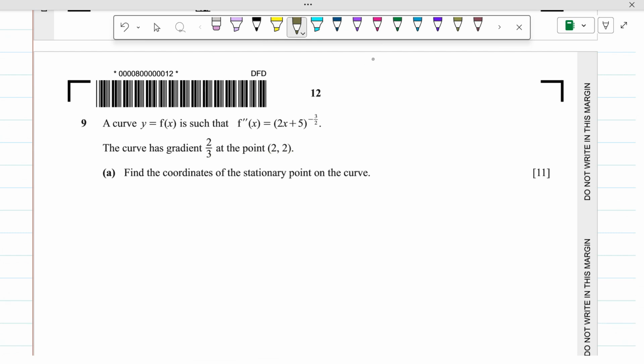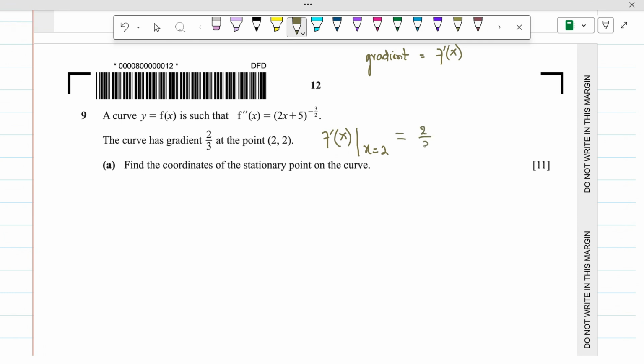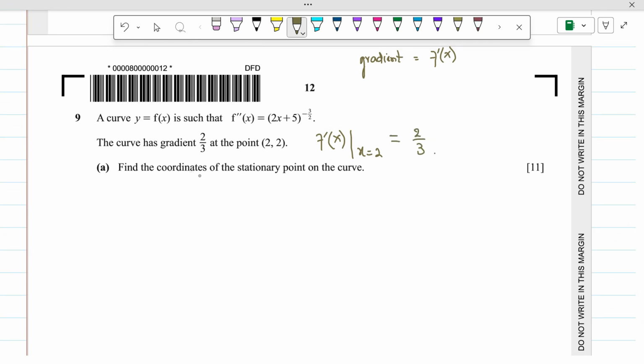We know that the gradient of the curve is equal to the derivative of the function. So it is given that the gradient at the point when x is equal to 2, that is, the derivative of the function when x is equal to 2, is 2 over 3. Okay, part A: find the coordinates of the stationary point of the curve.